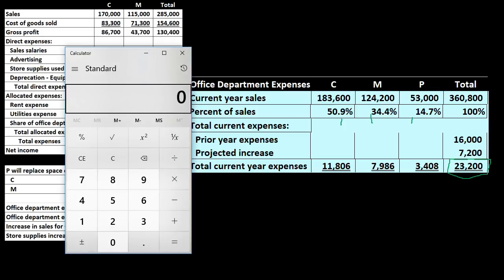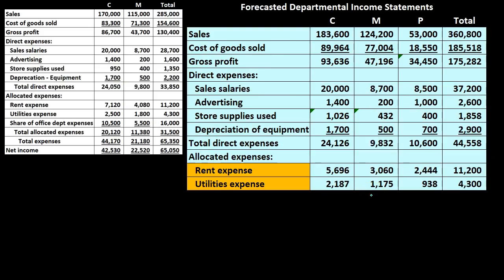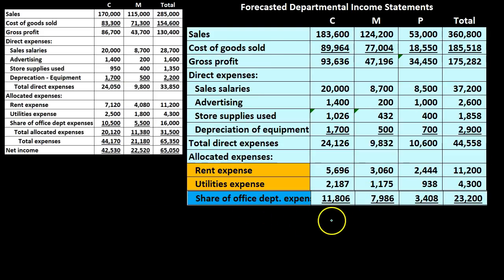So we know what the total is, 16,000 plus the 7,200 for 23,200. 23,200 times the 0.509 is about 11,808, and again, this 50.9 is rounded, so it's not exact right there. And then we got the 23,200 times 0.344 is about this number here, and again, there's rounding difference in these numbers. So again, it's a projection. That's okay. So we have those numbers that we can then apply out. That's going to be the share of office department.